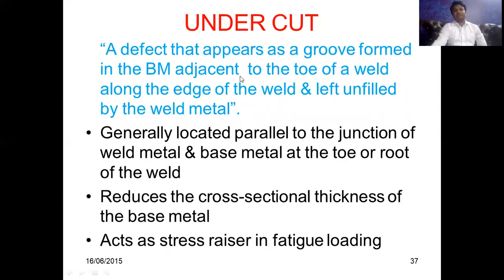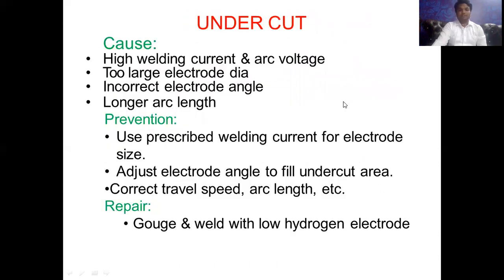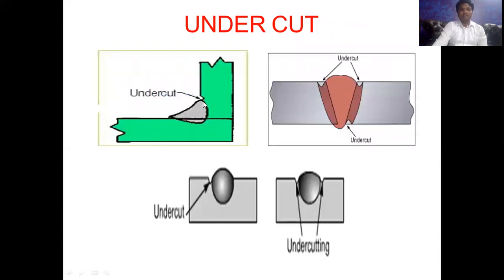Then another defect is the undercut, a defect that appears as a groove formed in the base metal adjacent to the toe of the weld along the edge of the weld and left unfilled by the weld metal. So any metal which is left looking like a groove between the base metal and the filled metal, we call it the undercut. You can see the undercuts here. In the figure, you can see the different undercuts.